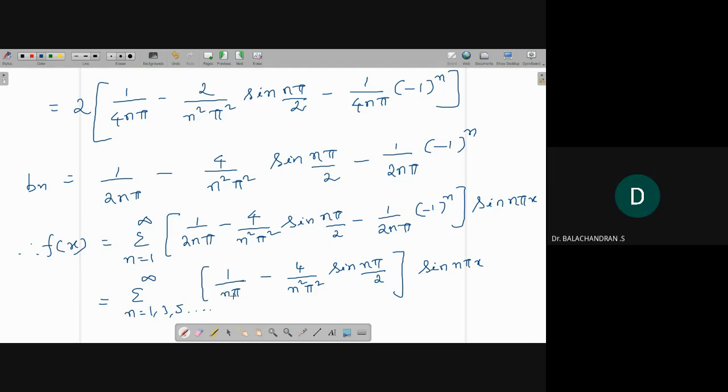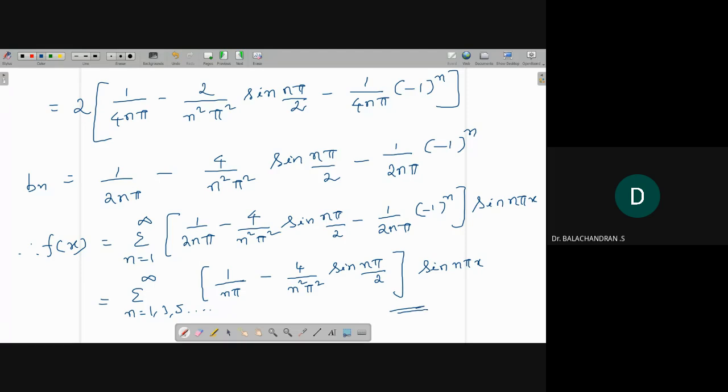2n minus 1. Yes, 2n minus 1. You should replace n by 2n minus 1 everywhere. So I leave that part to you. First you should write here Bn is 0 when n is even, and Bn equals 1 by n pi minus 4 by n square pi square into sine n pi by 2 when n is odd, and then you should write this step. So if you want to write from n equal to 1 to infinity, you should replace n by 2n minus 1.